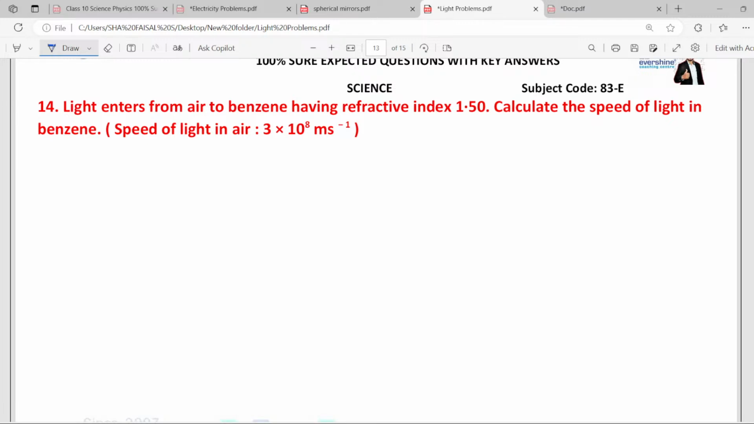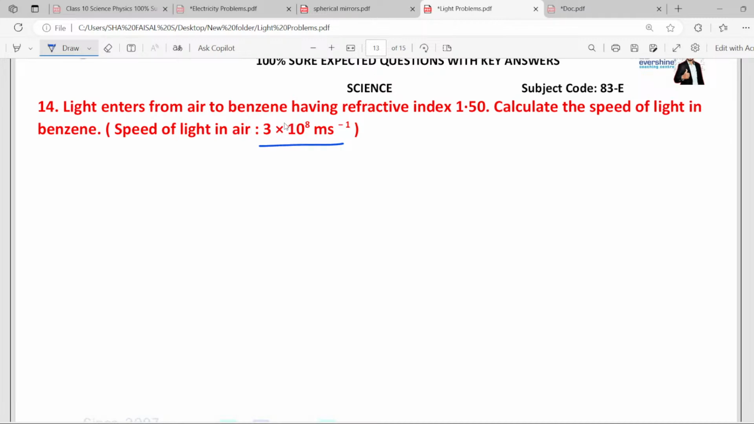See, children. Light enters from air to benzene having refractive index 1.5. Calculate the speed of light in benzene. They have given the speed of light in air, 3 into 10 raised to 8 meter per second. See, children, this value is constant. Speed of light in air is 3 into 10 raised to 8.